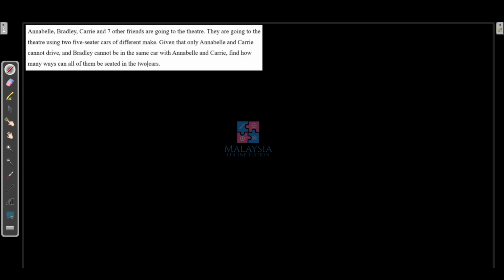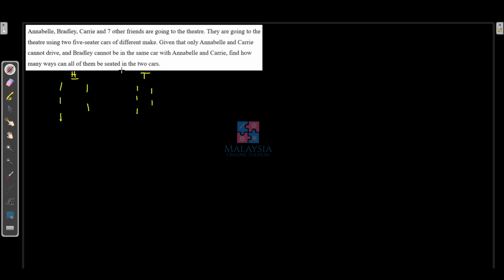Okay, so for this question, we have 2 cars of different make. So you can imagine the 5-seater cars, usually the arrangement is going to be like this: 3 seats at the back, and then the passenger seat, and then the driver seat. Let's call this car H, and the other car we can call T. Now we know that Annabelle and Carrie cannot drive. So the other 8 friends, including Bradley, can drive.